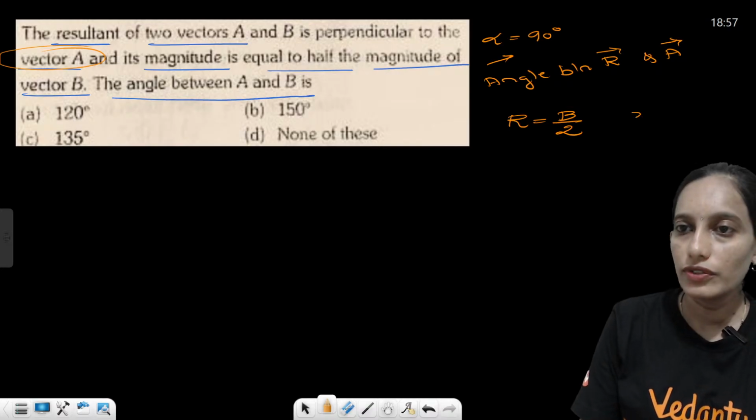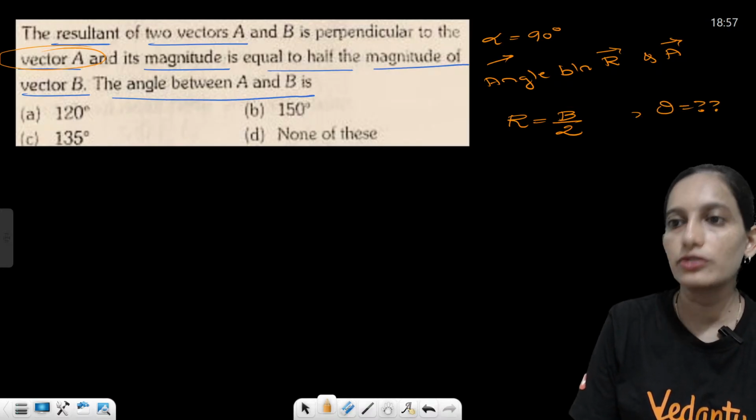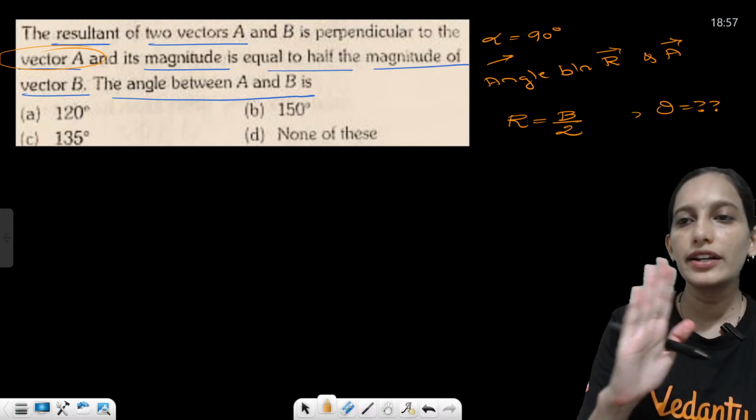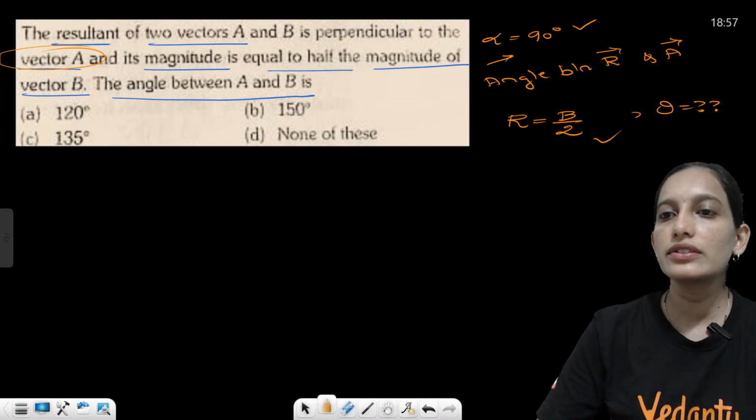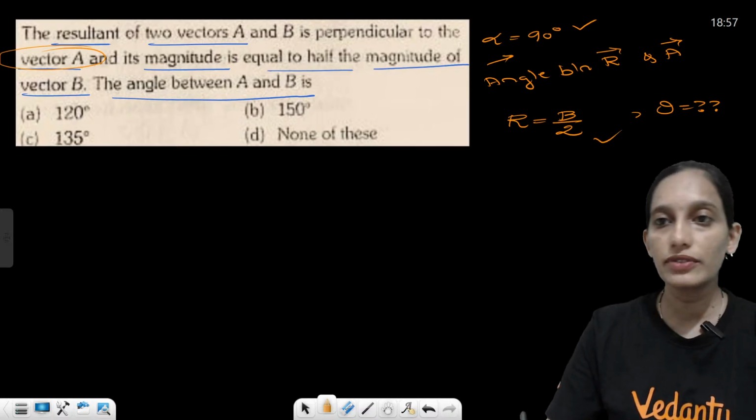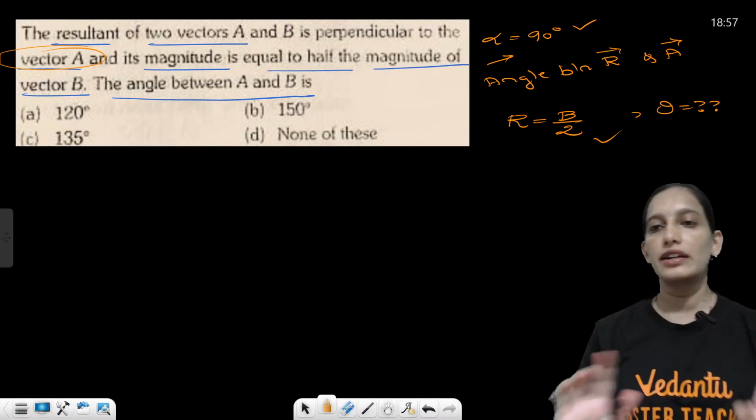Now what we are supposed to find out is the theta value. But now there are two pieces of data: one with respect to the direction of the resultant, another with respect to the magnitude of the resultant vector. If we combine the two formulas, we will get it.